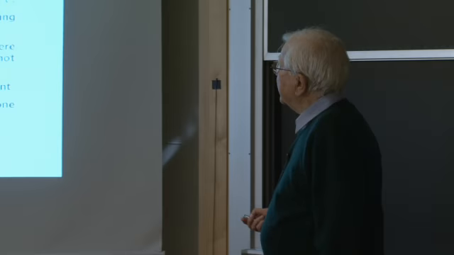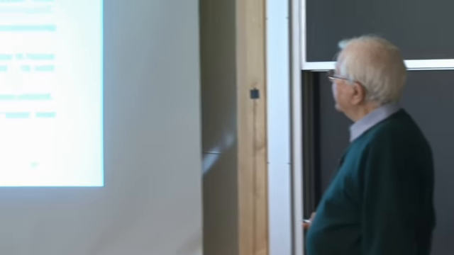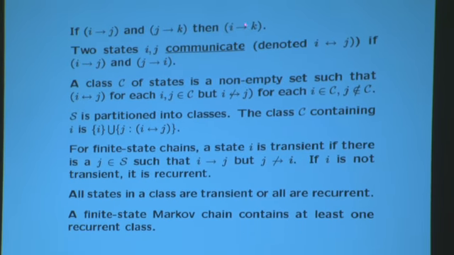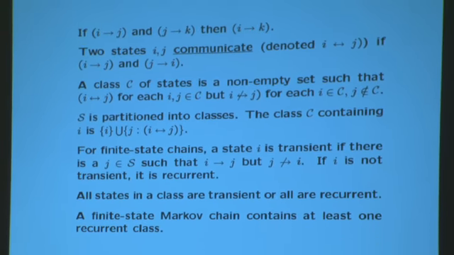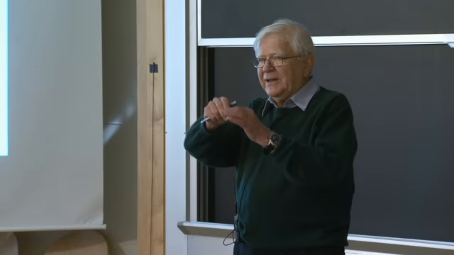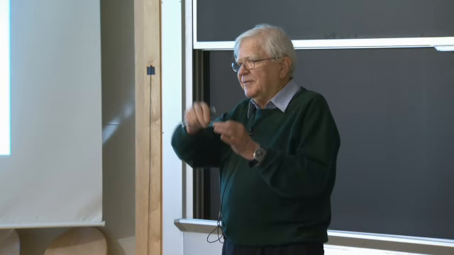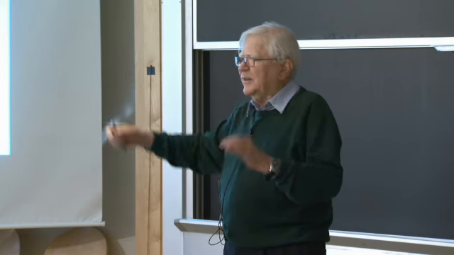And trivially, if I goes to J and there's a path from J to K, then there has to be a path from I to K. If you've ever tried to make up a mapping program to find how to get from here to there, this is one of the most useful things you use. If there's a way to get from here to there and a way to get from here to there, then there's a way to get from here all the way to the end.